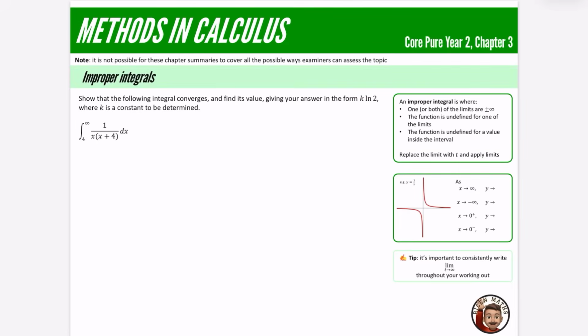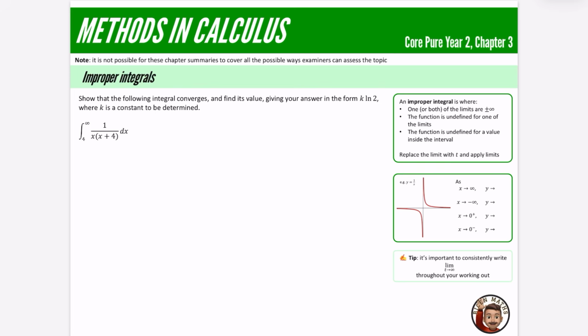Okay, we are continuing with the Further Maths chapter summaries, and this one is Methods in Calculus, which is Core Pure Year 2, Chapter 3. And like I always say in these videos, it is not possible for these chapter summaries to cover all of the possible ways that you can be assessed on these topics. So please make sure you have done thorough revision. This is really just a quick recap of what came up in this chapter.